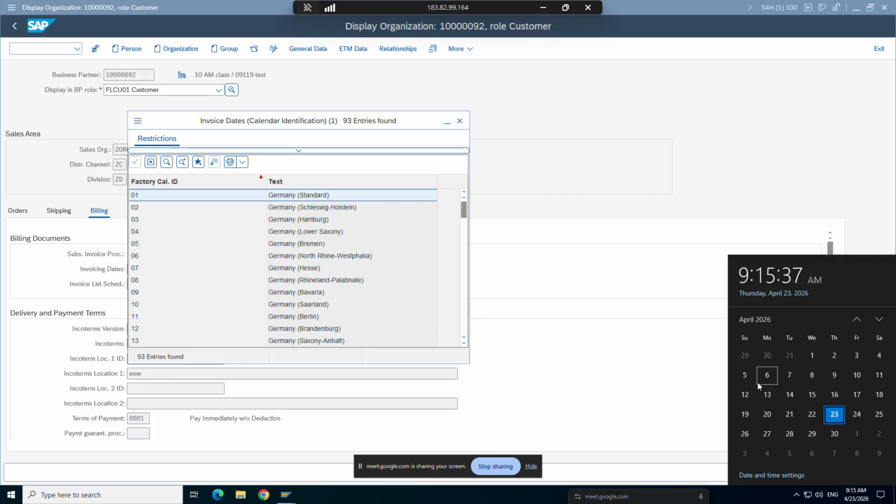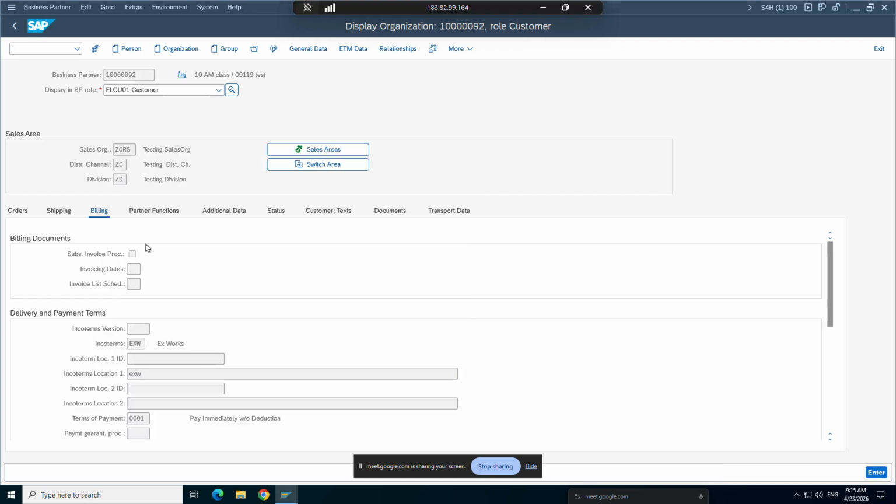Let's say there is another company or another plant or another customer who is working 7 days a week. So you will create another calendar, 02. In that calendar, you will mark 7 days working, right? So basically, the factory calendar ID is a calendar ID. You maintain all those holidays and working days there. And if the customer has some certain requirement on billing dates, you need to assign it here. So from here, the system understands when it has to create the billing for that customer.